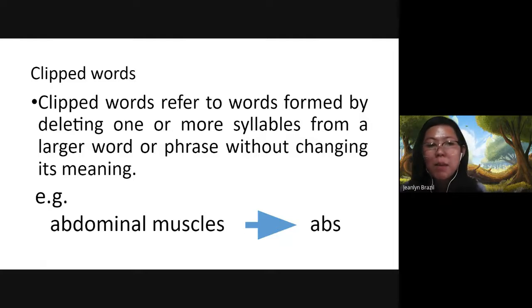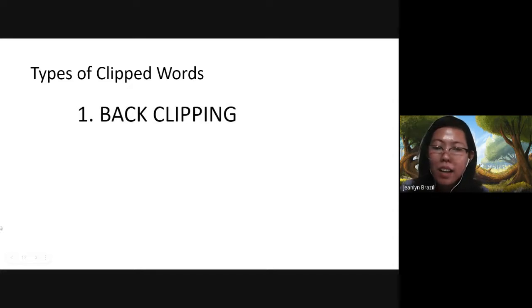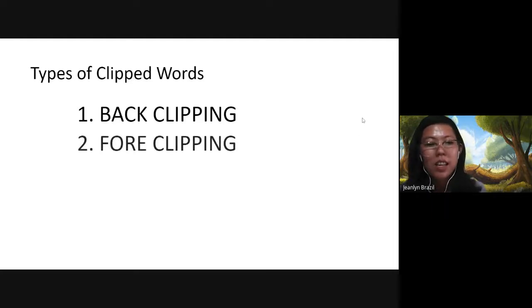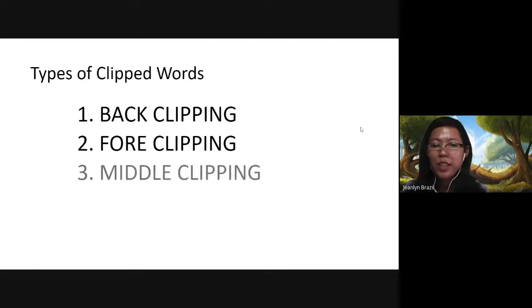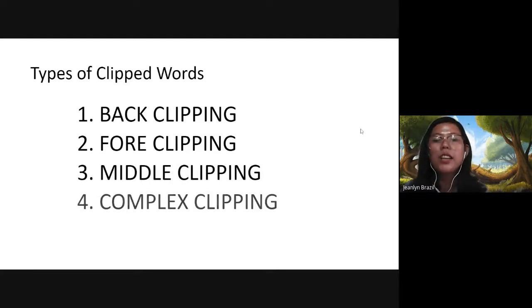So, alam na natin pala na magtatanggal pala tayo ng one or more syllables para maging siyang clipped word. Okay? Pero it doesn't change the meaning of that word. Okay. So, we have four different types of clipped words. We have back clipping. Later, I will discuss the meaning of these four types of clippings. We have fore clipping. Third is middle clipping. Fourth is complex or compounding clipping. For the sake of uniformity, we can call it complex clipping.